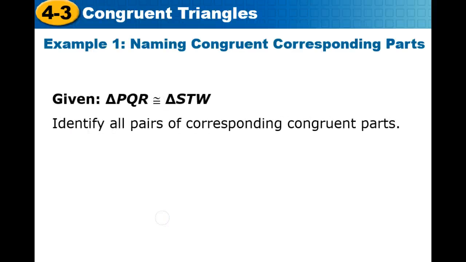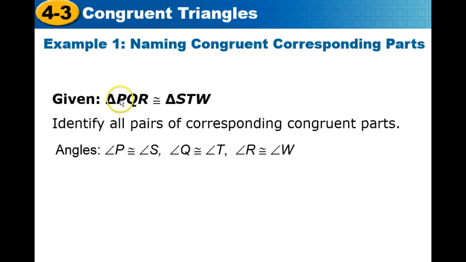Okay, let's start with example 1. If I tell you 2 triangles are congruent, and I want you to identify all the pairs of corresponding parts, let's start with the angles. Look at the order again. P is first and so is S, so they go together. Q is first and so is T, they go together. R is third, W is third, they go together.